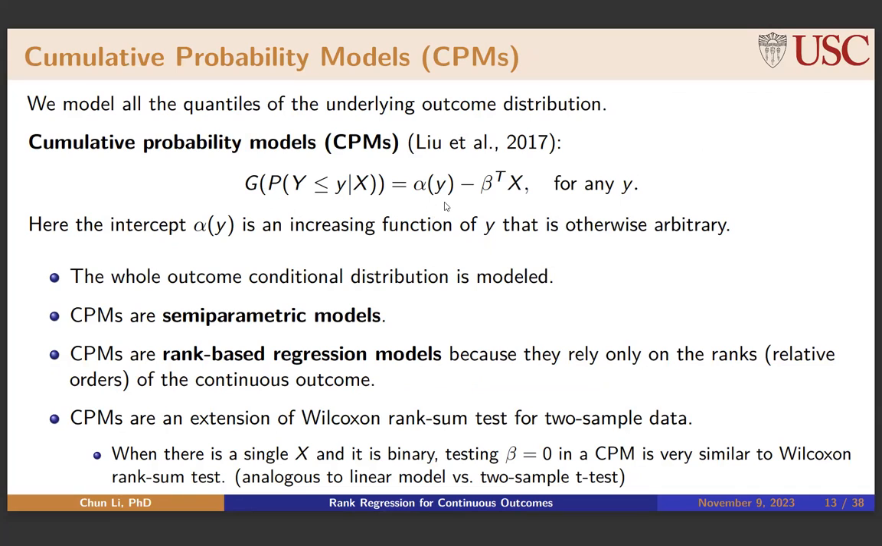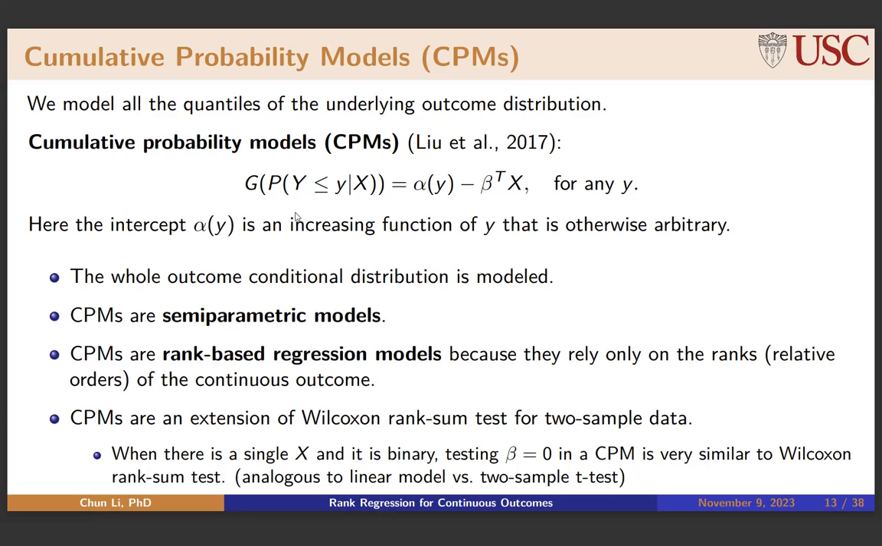And here alpha is unspecified. All we need to require is this monotonic increasing function. And beta is just a regular coefficient. By the way, we just write it as beta X this way, like linear regression, but on this side you really can throw in anything, like interactions, splines, and all those kinds of things that can generate design matrices. So alpha is just nonparametric.